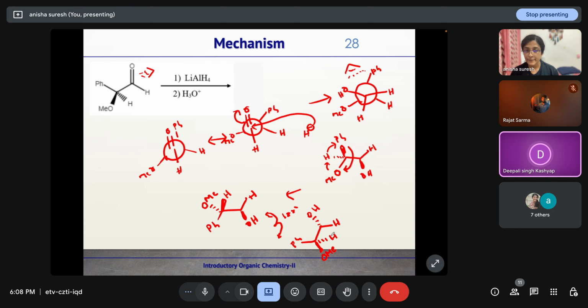Ma'am, I have tried making this structure, and my last step is not correct. From my side, the mistake is that both OMe and OH I have given solid wedge. From this step, how should we proceed? You have to see from this side. Otherwise, you have to rotate it in such a fashion that the phenyl group and hydrogen will be coming in planar fashion. Like you have to rotate in this direction.